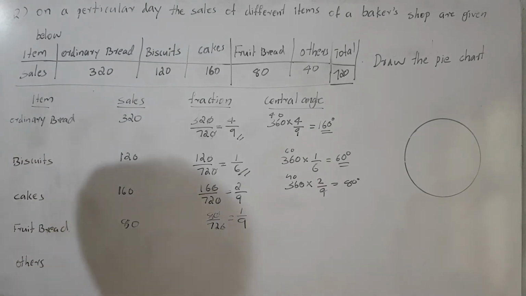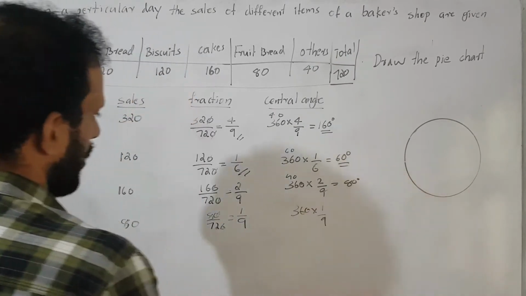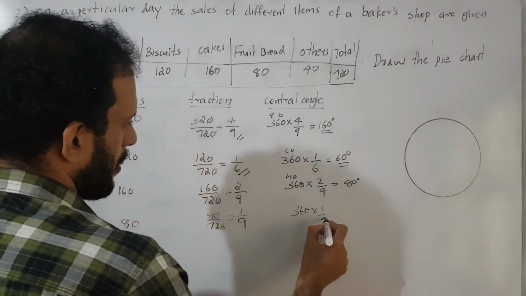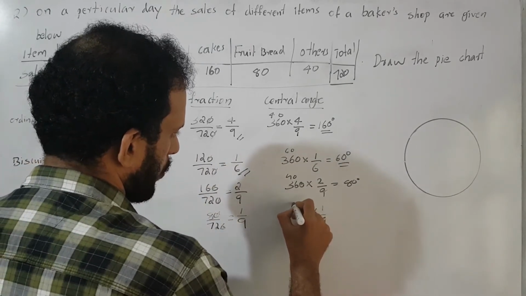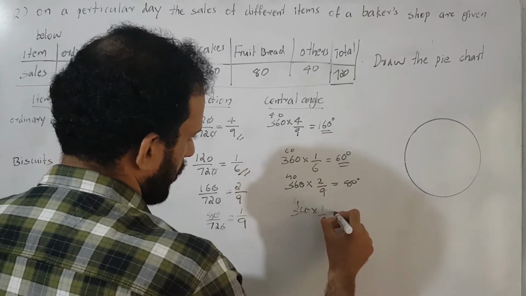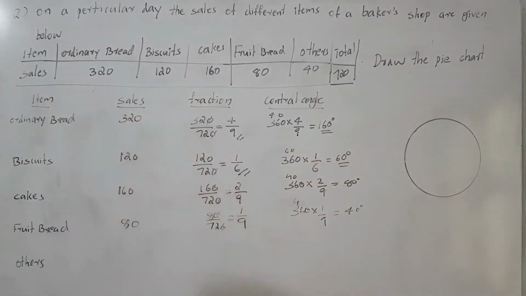That one is 360 into 1 by 9. Then 360 into 1 by 9 how many times? Yes, 40 times. Then angle value is equal to 40 degree. Then the last one. What is the last one?